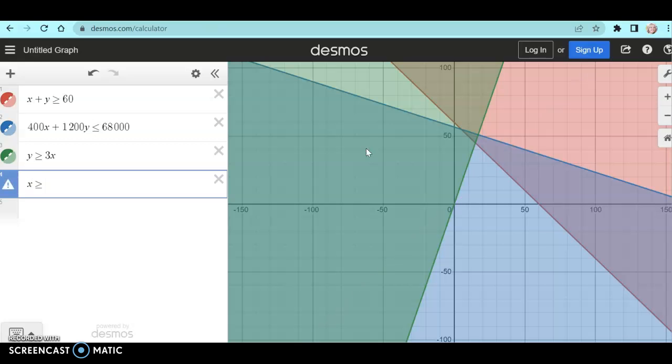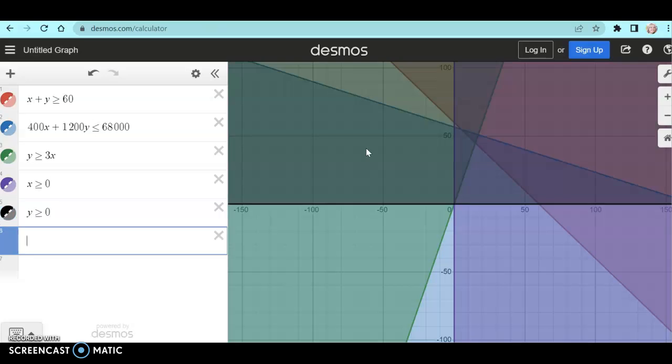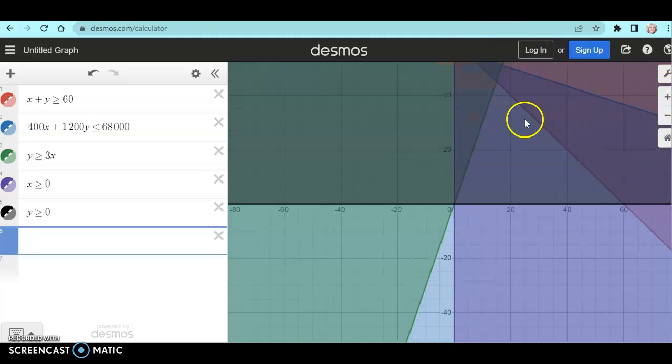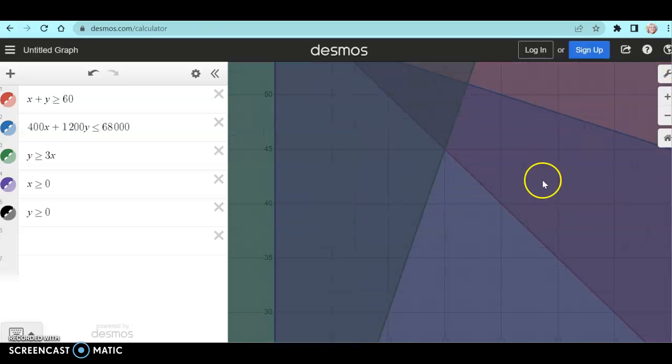Also, x has to be greater than or equal to 0, and y has to be greater than or equal to 0. Okay, so now all of my graphs are graphed. I'm going to actually scroll back in. I'm going to kind of pull this so I can see what's going on.